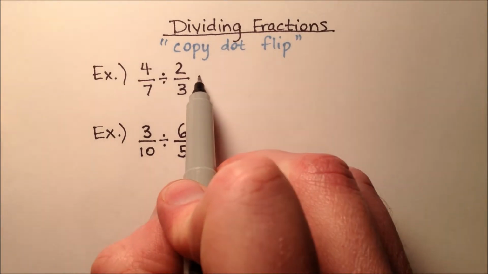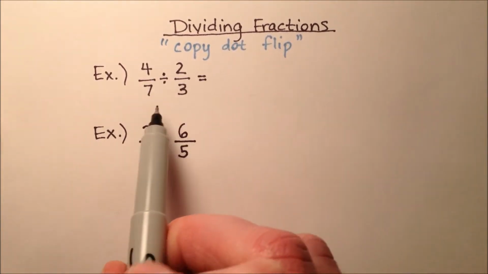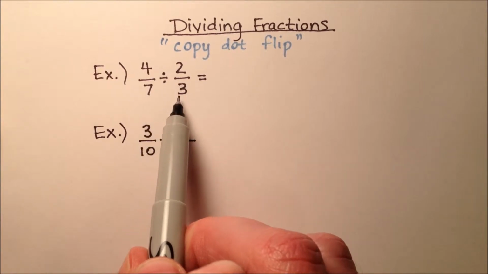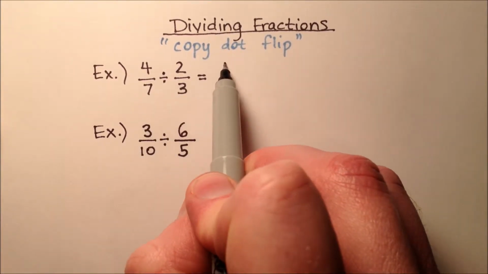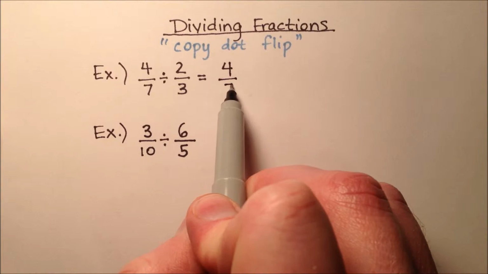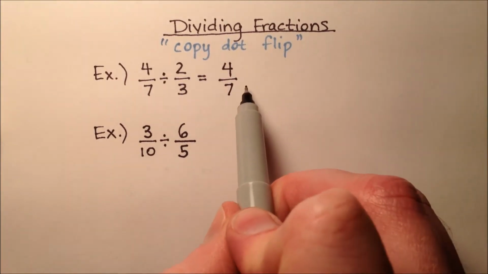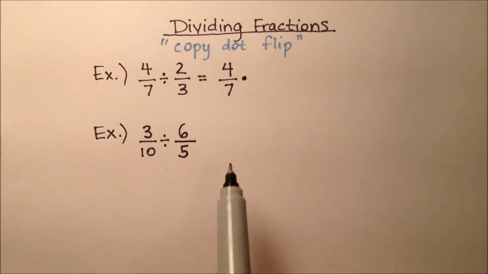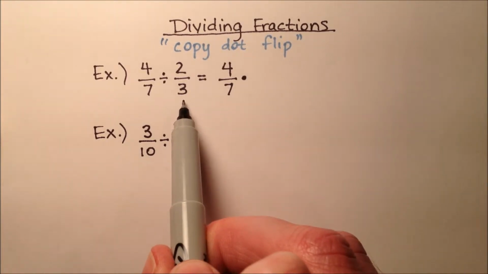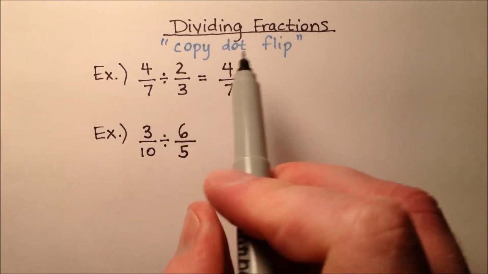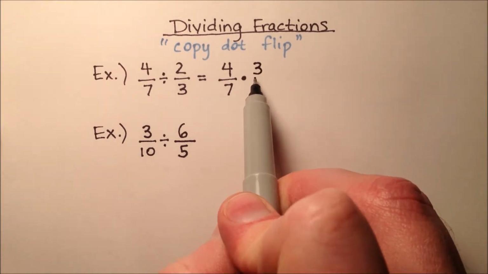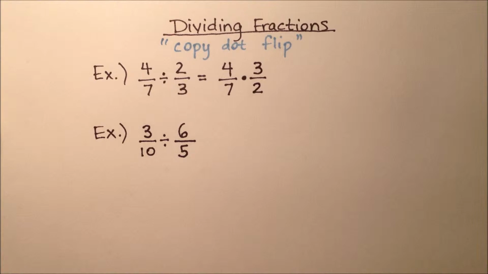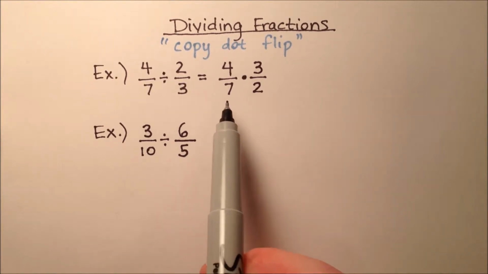It means you're going to copy down the first fraction, which in this example, we have 4/7 divided by 2/3. So the copy means copy down the first fraction. Then we're going to put a dot, meaning multiplication, and the flip means we're going to flip over, or take the reciprocal of, the second fraction. So it becomes 3/2.